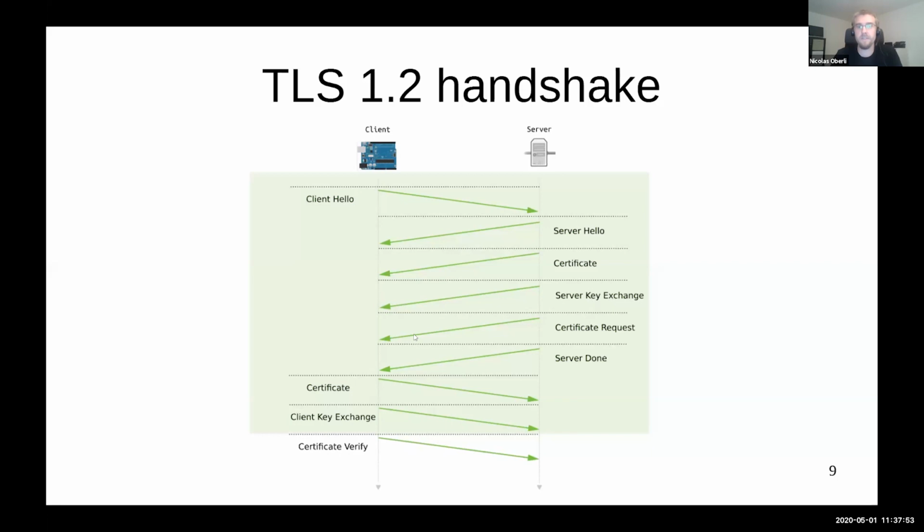And what is important and what is the difference between an HTTPS connection and this kind of connection is that the server will require a certificate from the client with that certificate request. The client will then send its certificate, so its public key, respond to the handshake, and send what is called a certificate verify, where basically it hashes all the previous communication and signs it with its private key.